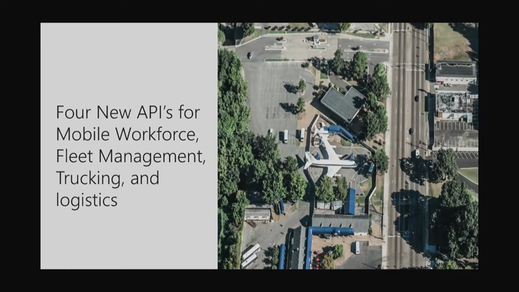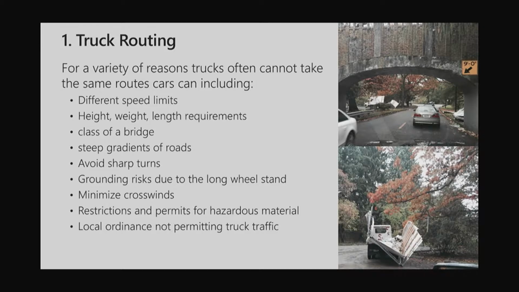Now we're going to look at some of the APIs that we've added over the last 12 months that are ideal for fleet and mobile workforce applications. Truck routing is one of the most popular. This became instantly popular because there's only a few suppliers of truck routing in the industry. The API works just like our car routing API. With our car routing API, you simply pass in 2 points, and we're going to calculate the best route based on shortest drive time or drive distance.